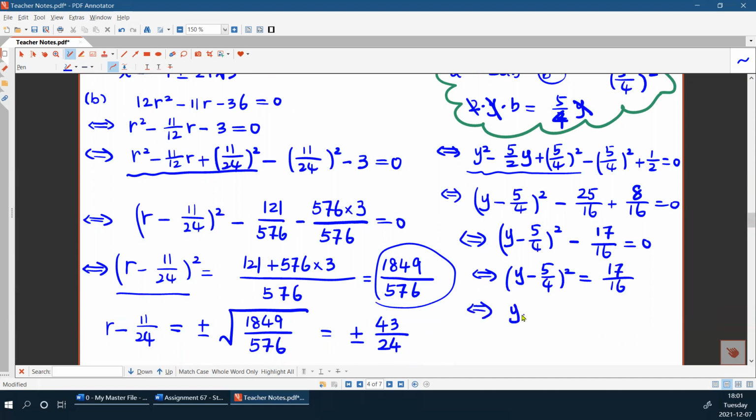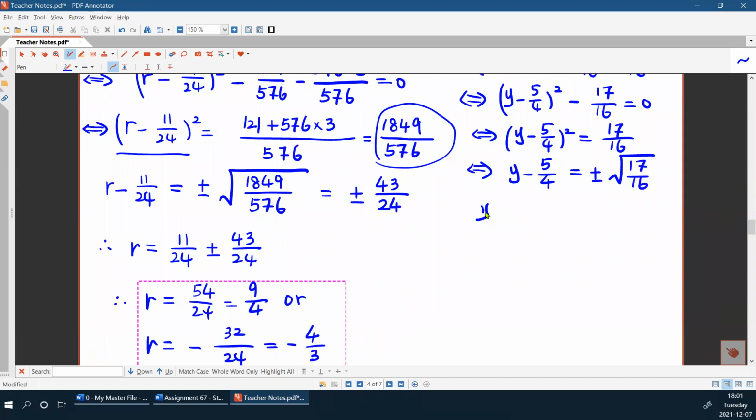And this means y minus 5 over 4 equals positive or negative square root of 17 over 16, right? And now we can solve for y. y is 5 over 4, and then positive or negative square root of 17 over 4, right? And therefore, the two roots are y equals (5 plus square root of 17) over 4, or y equals (5 minus square root of 17) over 4.